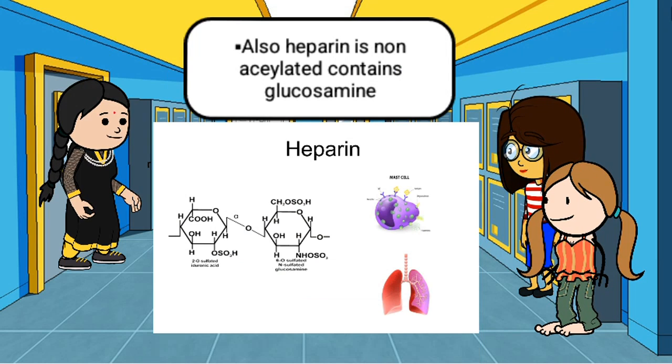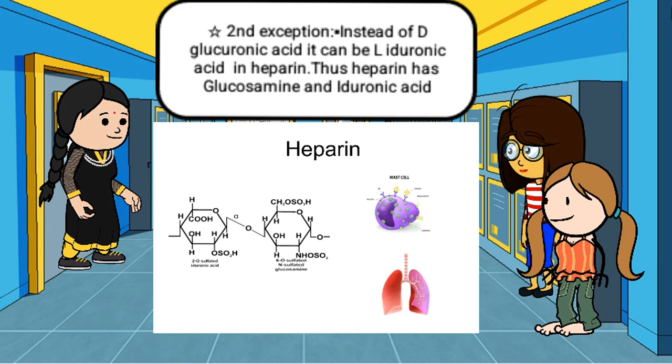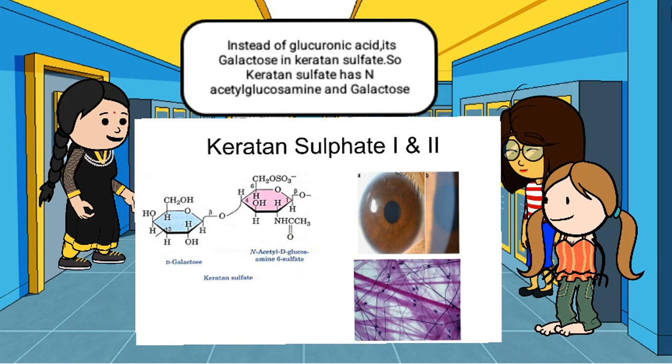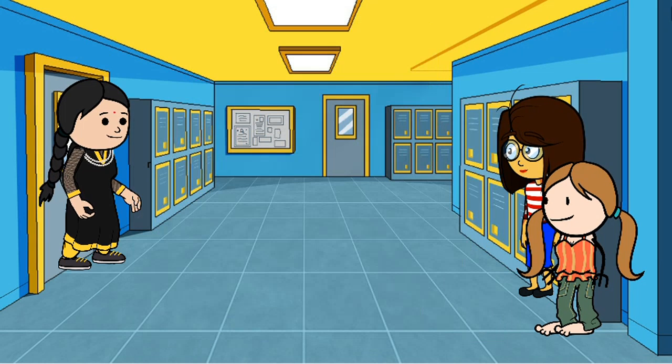Also, heparin is non-acylated and contains glucosamine. So heparin consists of glucosamine and mostly hyaluronic acid. Now learn the second exception. Instead of D-glucuronic acid, it can be L-hyaluronic acid in heparin. Thus, heparin has glucosamine and hyaluronic acid. Also, instead of glucuronic acid, it's galactose in keratin sulfate, and it is the only glycosaminoglycan with no uronic acid. So keratin sulfate has N-acetylglucosamine and galactose. Is that clear? Can you repeat?